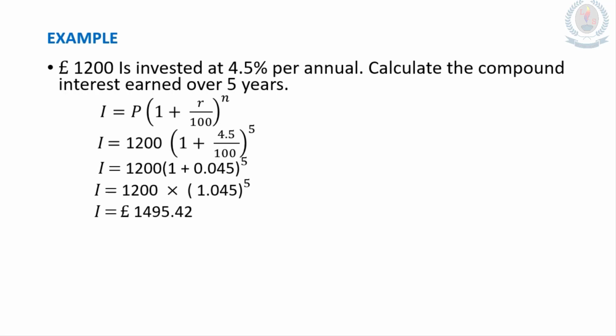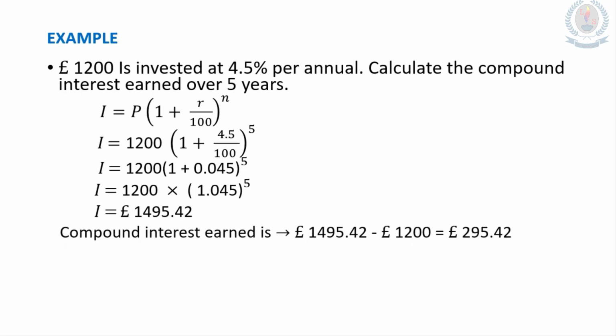When you substitute all the values, 1,200 times, inside the bracket 1 plus 4.5 divided by 100, 0.045 comes, to the power 5. Then 1,200 multiplied by 1.045 to the power 5. The final answer, I equals 1,495.42 pounds, we can get for the compound interest.